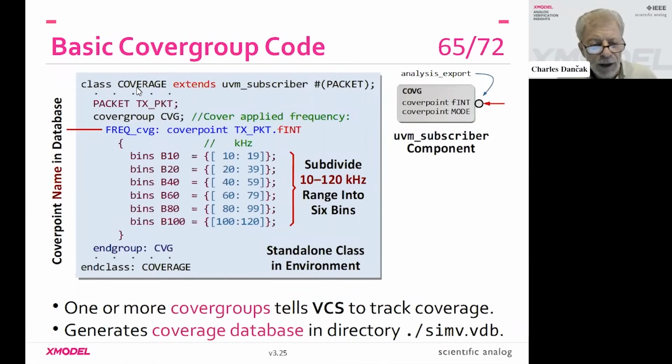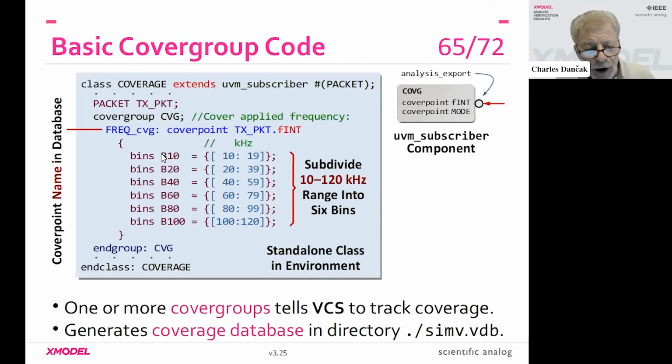Here's a simple cover group inside of our coverage class. Because this was extended from the UVM subscriber base class, it has this built-in export with this fixed name. So it's easy to hook up to the TLM pathway. Anyway, here's a cover group with just one cover point. We'll add a couple later. This is any variable or expression, in this case, the integer frequency property of our data packet, TX packet.